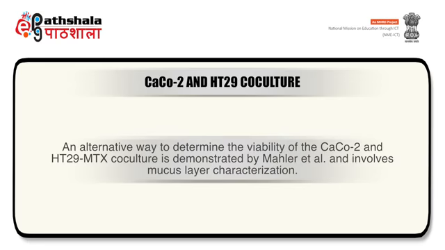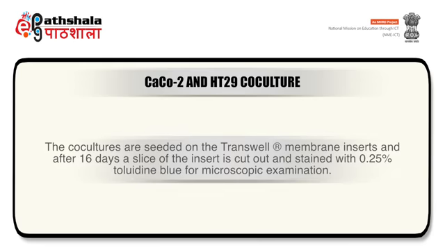An alternative way to determine the viability of the Caco-2 and HT29-MTX co-culture is demonstrated by Mahler et al. and involves the mucus layer characterization. The co-cultures are seeded on the transwell membrane insert, and after 16 days, a slice of the insert is cut out and stained with 0.2% toluidine blue for microscopic examination.